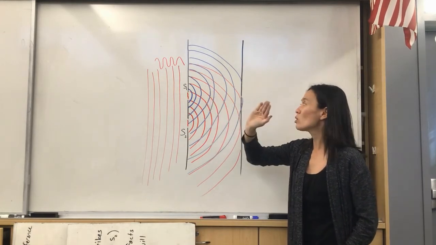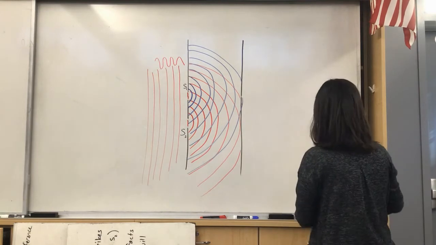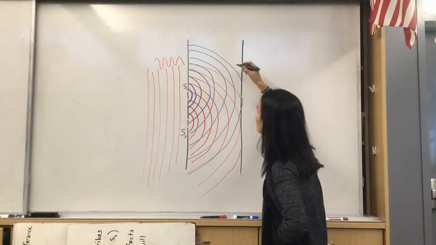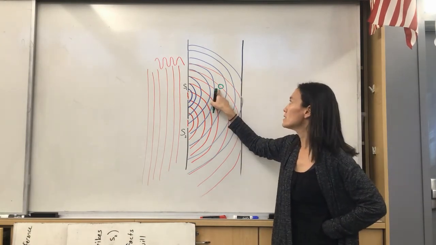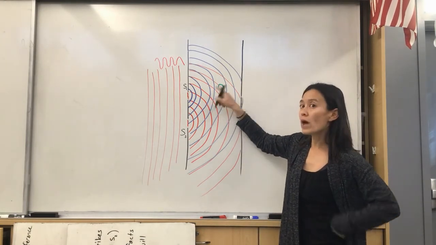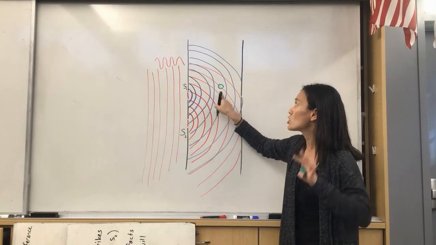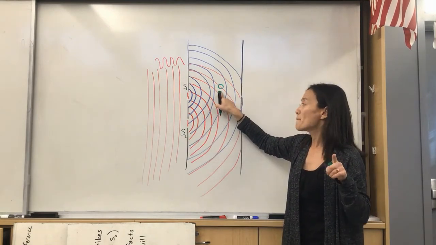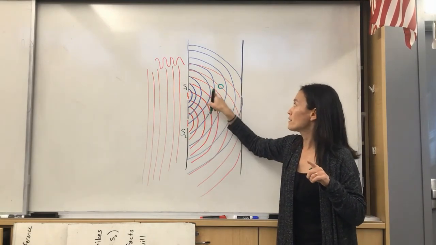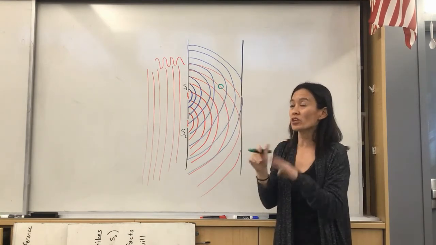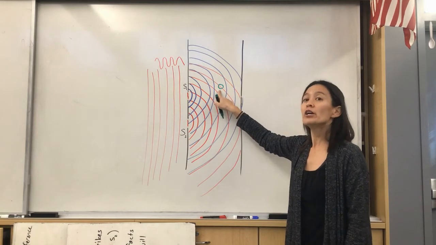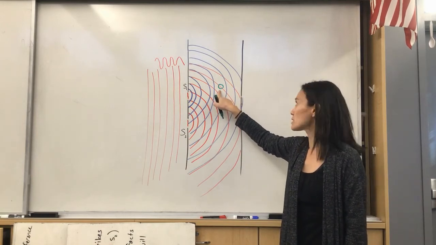Where there is no line, that's a trough. So I'll say it right here, at that point in space, the red wave, the wave from slit 2, is at a peak, but the wave from slit 1, the blue, is at a trough. So they're out of phase with each other. So at that point right there, you would have destructive interference.